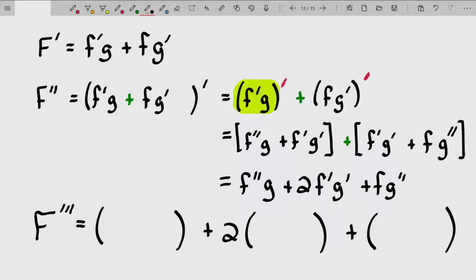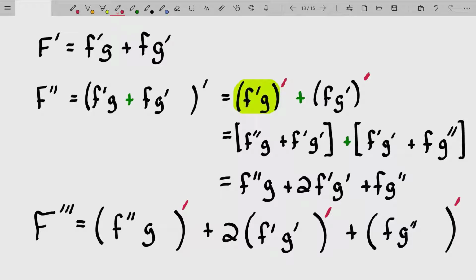So the objects I'm taking derivatives of are going to be f double prime g, I'll take a derivative of that, and an f prime g prime, I'll go ahead and take a derivative of that, and an f g double prime, I'll take a derivative of that. This will lead us to our 3rd derivative. So I'm just taking the derivative of the 2nd derivative.